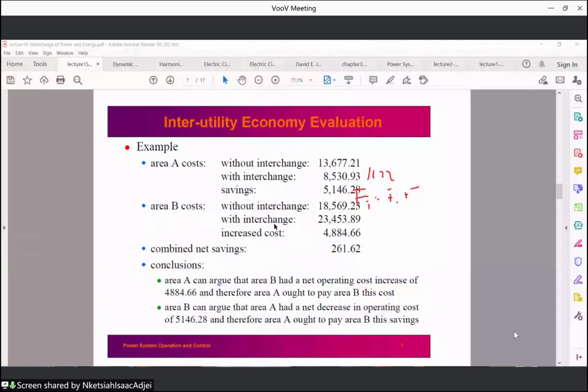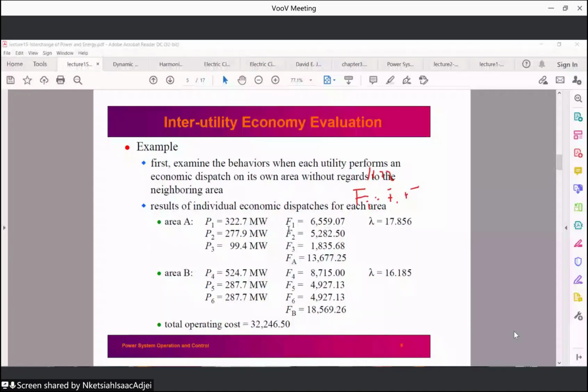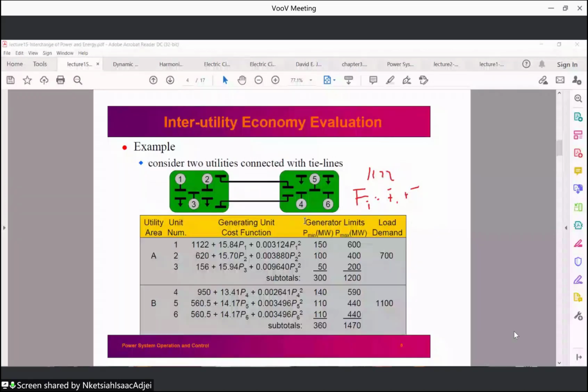If we look at the points that we've been given, we have P1, P2, P3. Now we need to substitute P1, P2, and P3 into each of the components that we have been given. And doing the calculation for F total under the first utility A gives us a total of 13,677.24 megawatts.